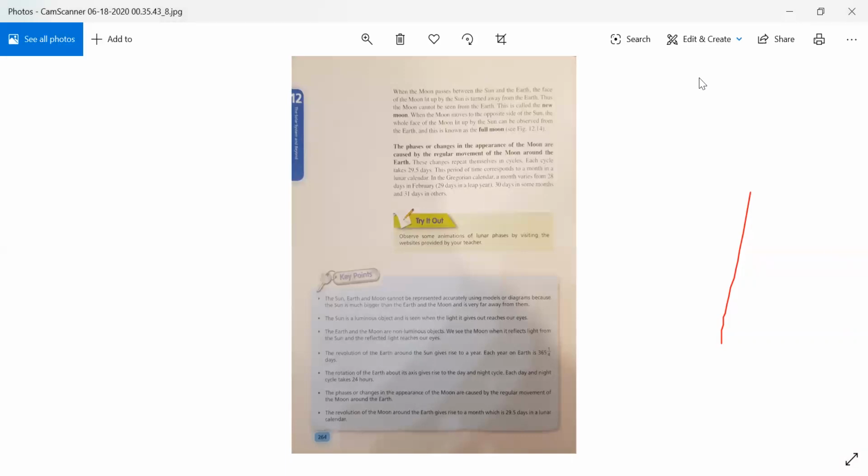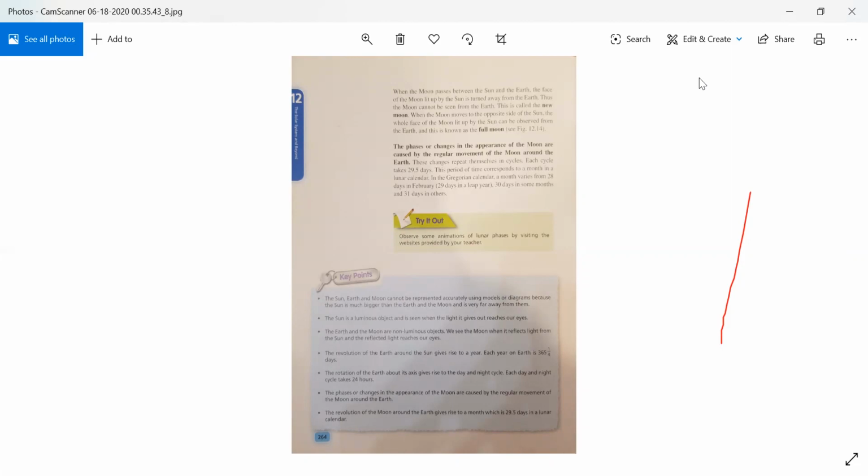When the moon passes between the sun and the earth, the face of the moon lit up by the sun is turned away from the earth. Thus, the moon cannot be seen from the earth. This is called the new moon. Okay, beta, whenever the moon passes between the sun and earth, it means it is in between the sun and earth. So the face of the moon lit up by the sun is turned away from the earth. Okay, and this moon cannot be seen from the earth. So we call this a new moon.